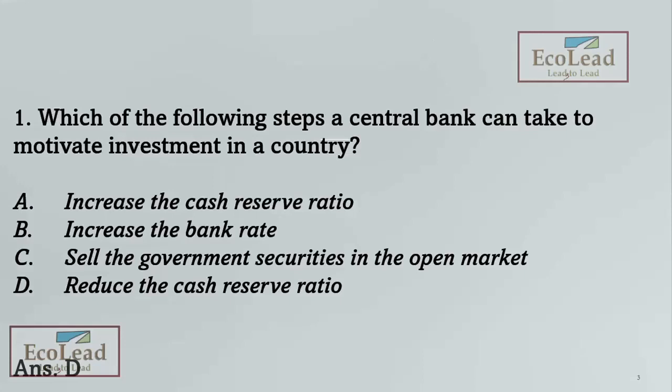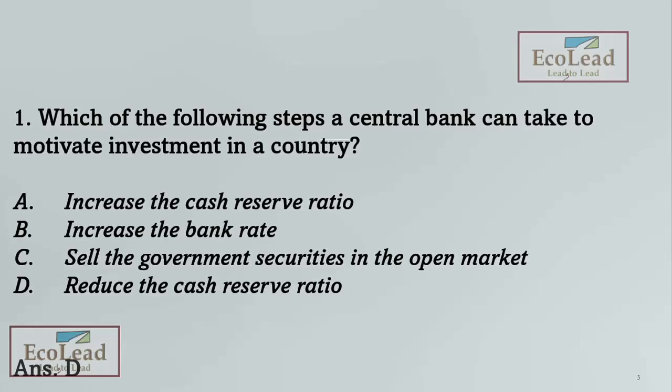Third one is selling the government securities in the open market. Now, when the government sells securities like bonds in the open market, then definitely people will buy them. And if people are buying the bonds circulated by the government, they will have less money in their hands for investment. So it will also decrease the investment capacity of the people in the country. So options A, B and C are incorrect. Then we are left with option D.